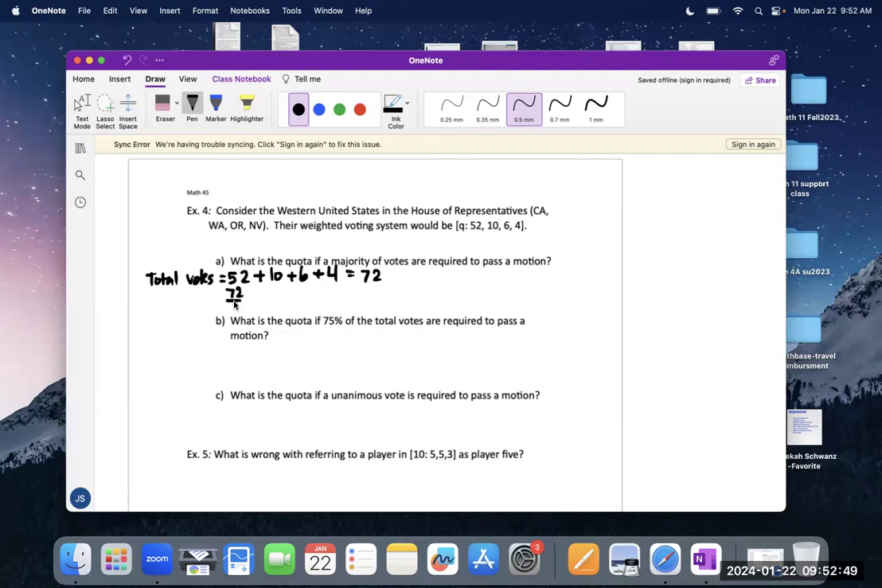And then we can figure out what is half of 72. So 72 over 2, or 72 times 0.5, would be 36. So add 1. Whenever you're trying to find the majority, you find half, and if it's a decimal, you just round up. If it's a whole number, then you add 1. So 37 would be the quota.